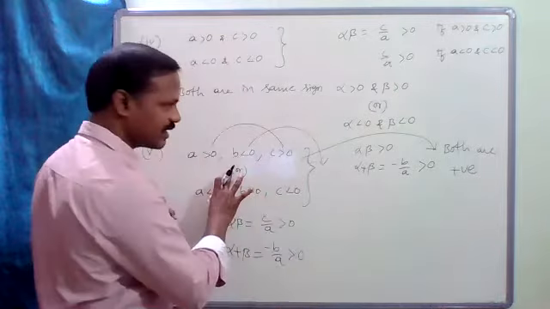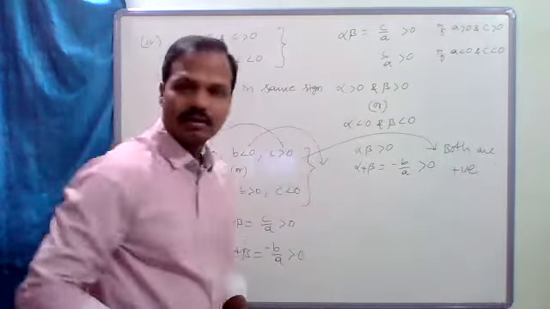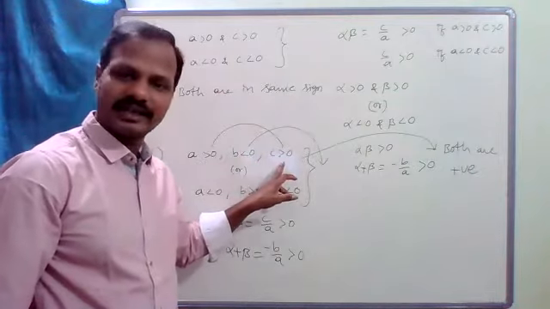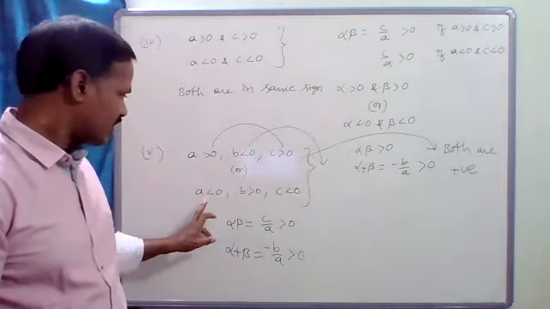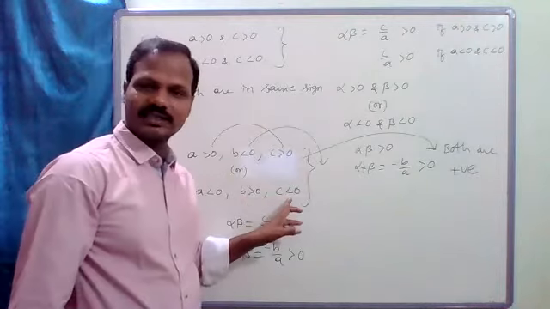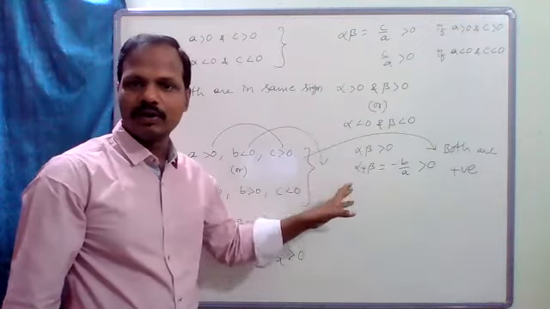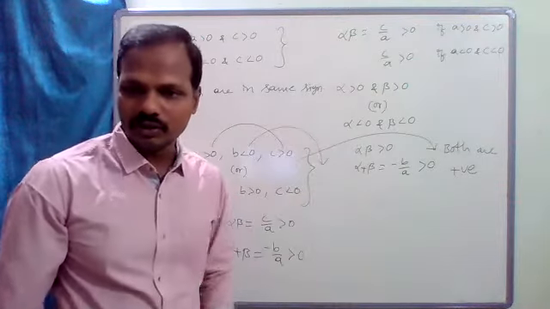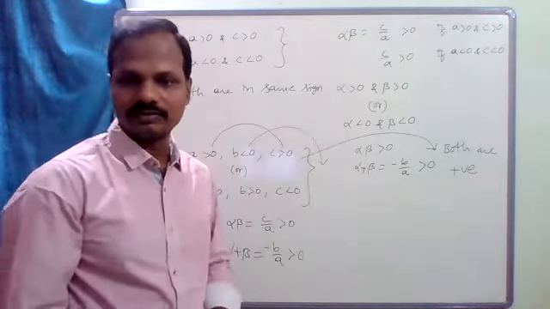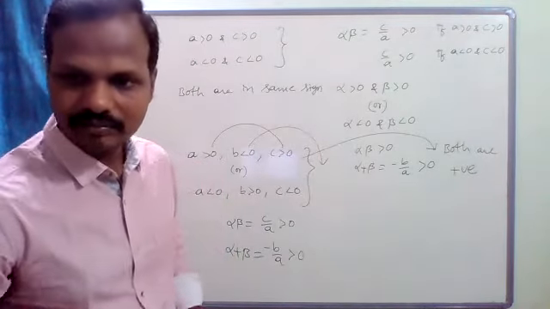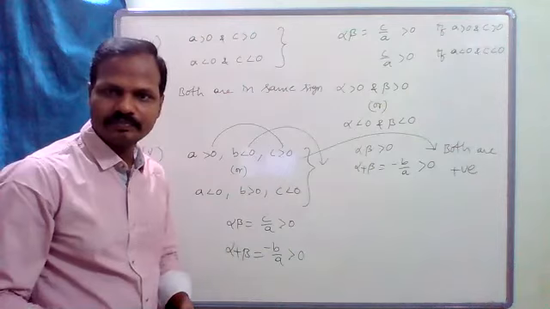So in these two cases, A greater than 0, B less than 0, C greater than 0, or A less than 0, B greater than 0, C less than 0, both roots are positive. Is it clear to everybody?